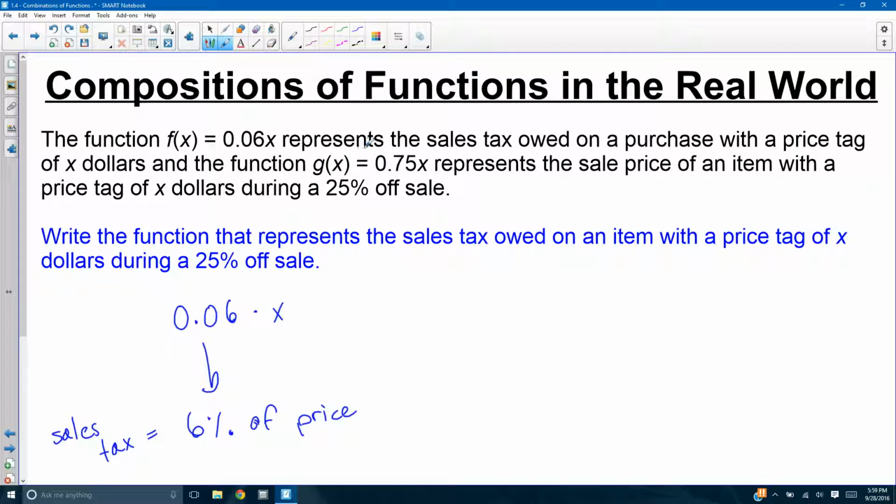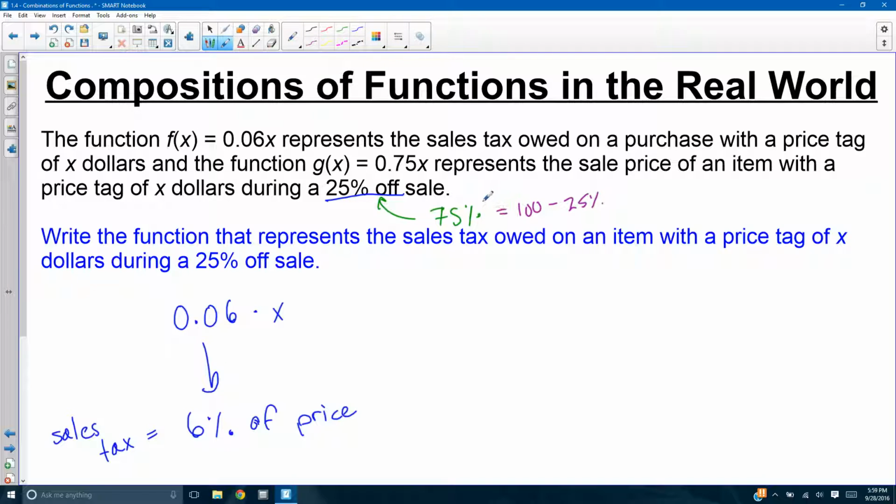The function g of x equals 0.75x represents the sale price of an item with a price tag of $x during a 25% off sale. 25% off is the same as 75% of. How am I getting that value? You take 100% of what you have there, take 25% off of that, and you are left with 75. So 25% off means 75% of.